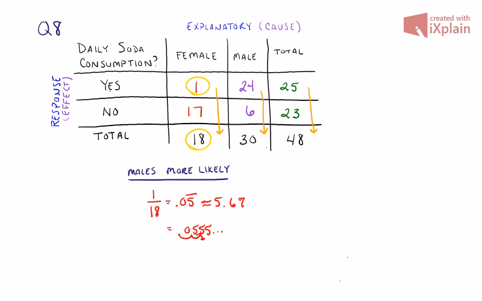For the men, very similarly to last time, we'll do 24 out of 30, and this comes out to 0.8, or in other words, 80%. Note that between 5.6% and 80%, 80 is bigger, meaning that men are more likely to have the daily soda habit in this situation.